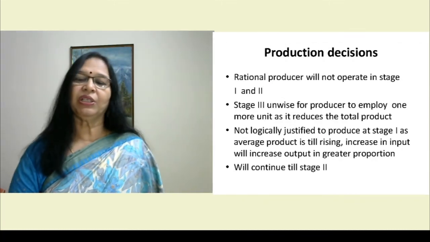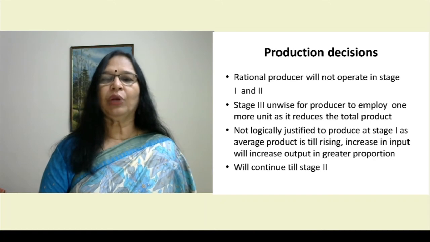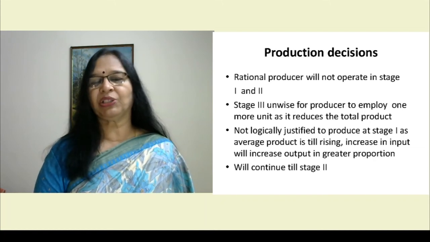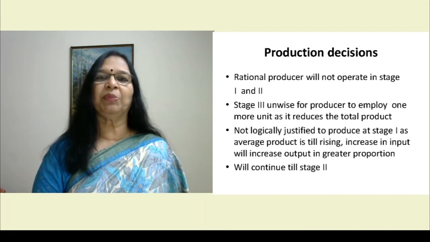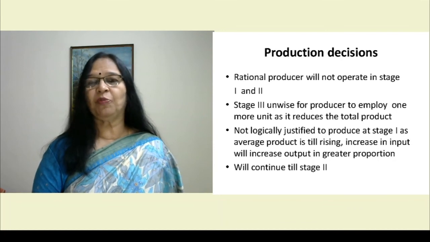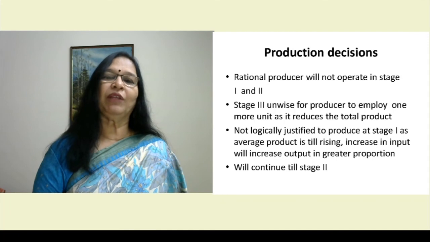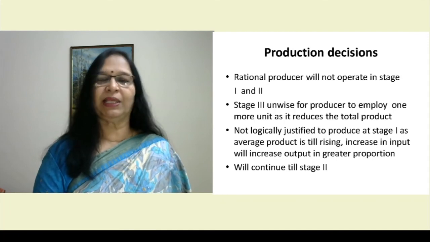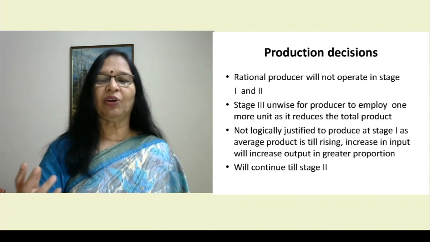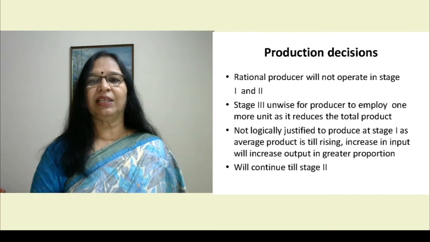Now, how do production decisions get taken? No rational producer will stop production at stage 1, because that means there is more possibility of producing there. The factors are still not utilized fully. Therefore, they will wait for it to pass that stage. So the first stage is usually crossed. Then they reach the second stage.